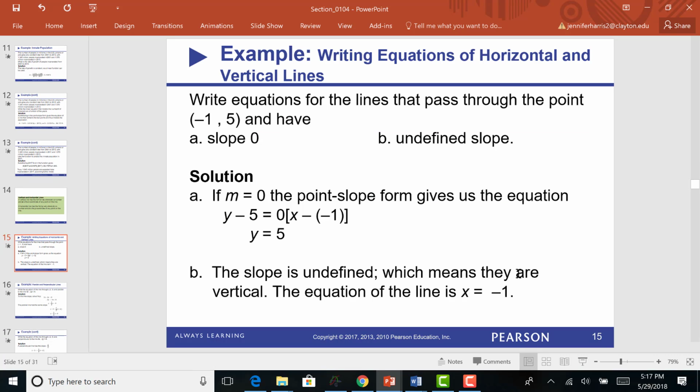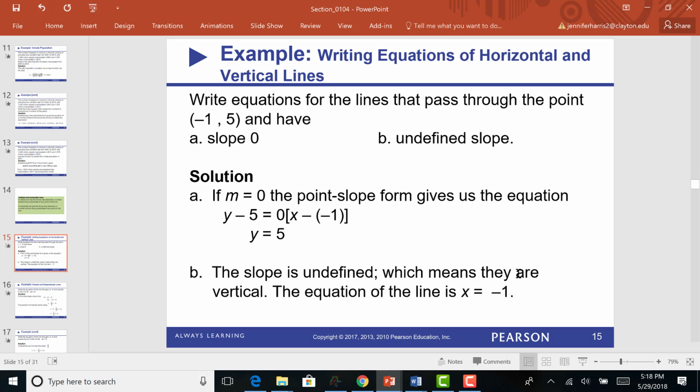Alrighty? Okay, so let me see if this is a different one or the same situation. Write an equation for the lines that pass through the point -1, 5 and have a slope of 0. This is not supposed to be a tricky one. Okay, so part A, the slope is 0. What's the equation of the line? So what kind of line is it?